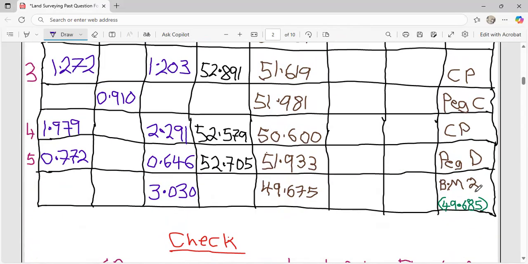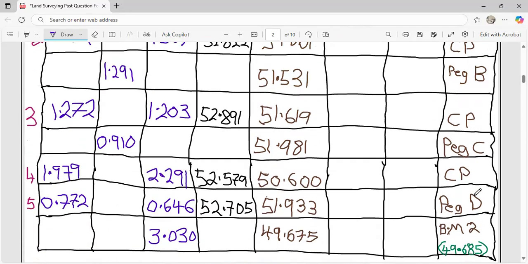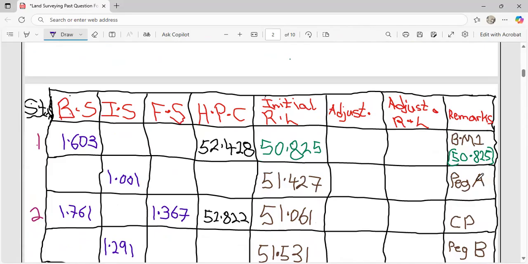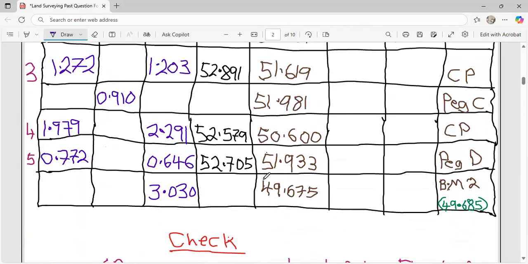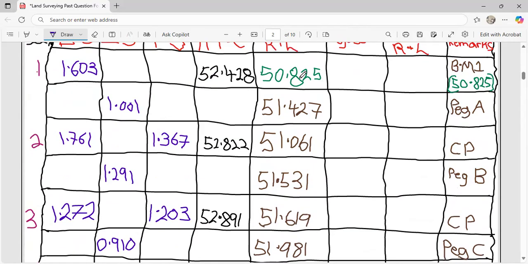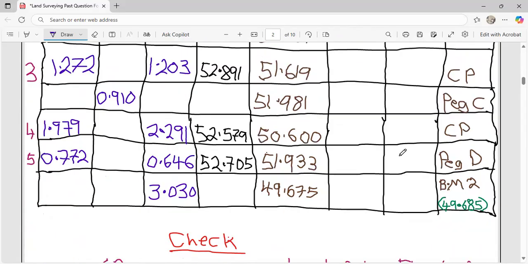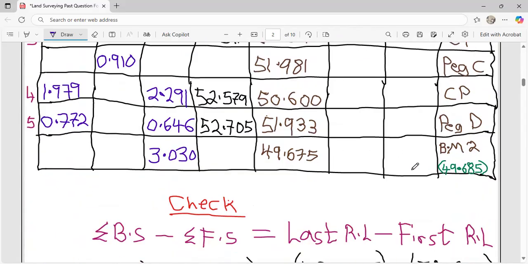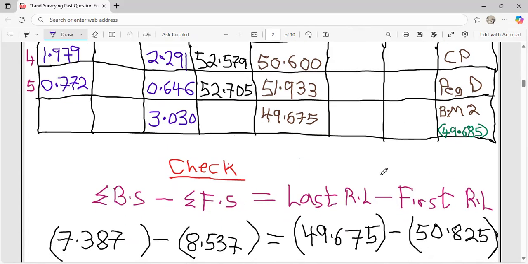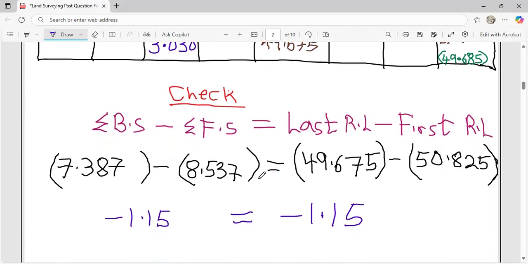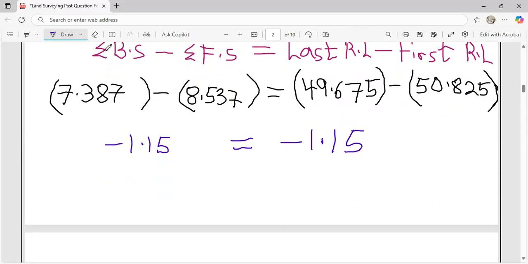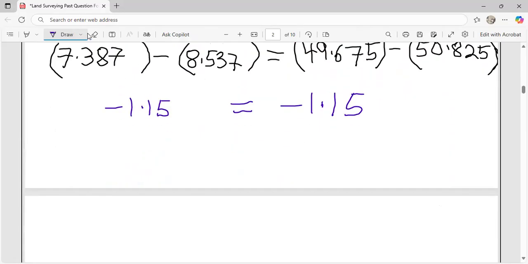So you can see this BM2 over here. This BM2 is different from the BM1. You can see that if you come and check here, the first value and the first initial reduced level are equal. But if you check down over here, you realize that the BM2 and the last initial reduced level are not equal. And that is bringing about the misclosure concept. That is an error, and that is uncertainties in measurements. So let's quickly calculate our misclosure.